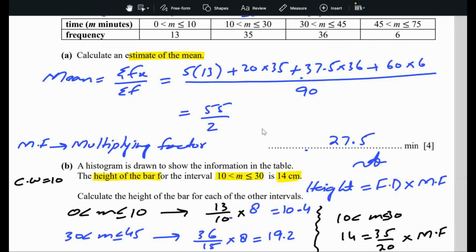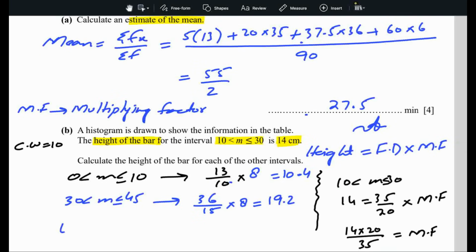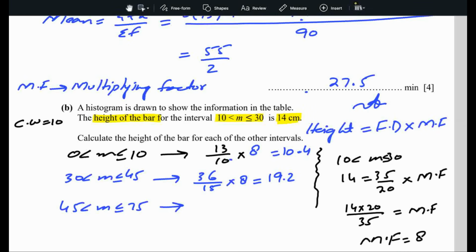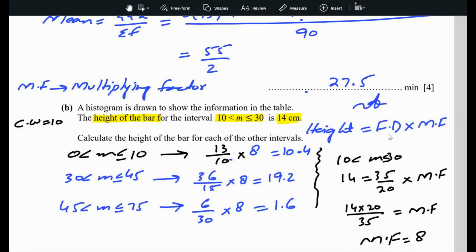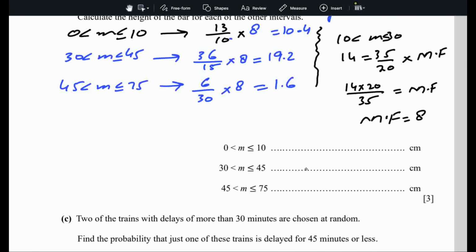And for the last interval, 45 to 75, the frequency is 6 and the class width is 30. So 6 divided by 30, multiplied by 8, will be equal to 1.6. So the final answers will be 10.4, 19.2 and 1.6.